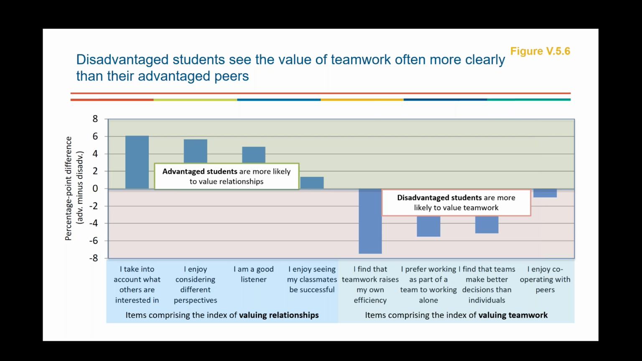Actually, this is an association that we were not the first to find. There's a lot of research on this in the literature that suggests that students from more privileged backgrounds see more the empathic overall value in relationships, whereas students from disadvantaged backgrounds see themselves as better taken care of in a team. So that is not something that is new, but it's striking that the pattern is quite consistent also in PISA. Advantaged students more likely to value relationships, disadvantaged students more likely to value teamwork.